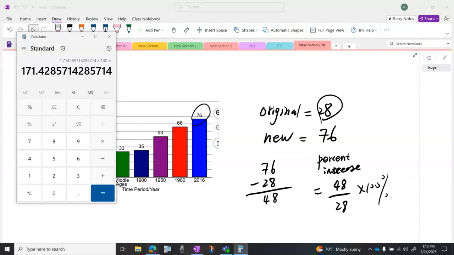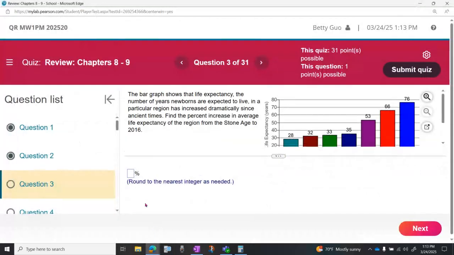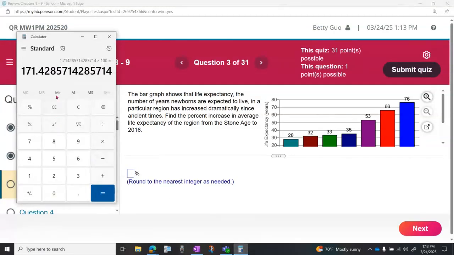And obviously, we need to round the result, right? Let's see the rounding rule. Round to the nearest integer as needed. Don't forget, this number is the number we need to round. This number is the quotient. We use 48 to divide by 28. And then we multiply by 100. We already multiplied by 100. That's the number we need to round.